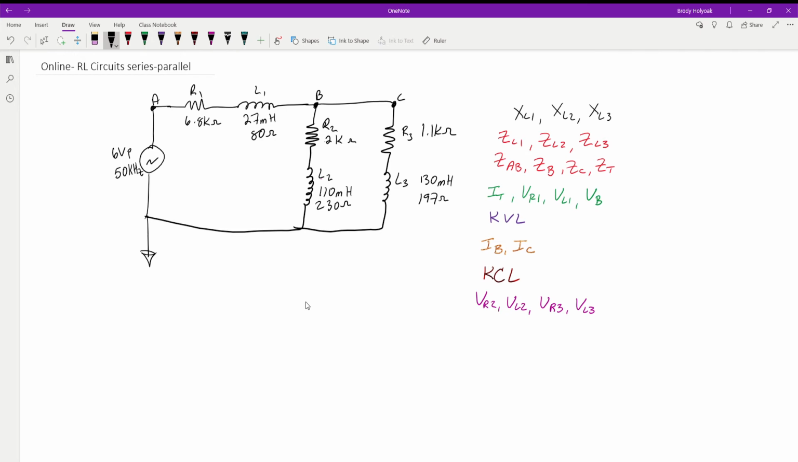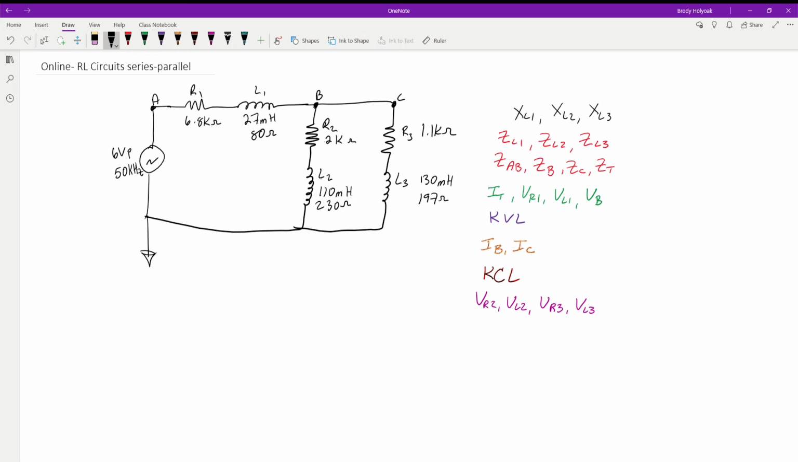Now we get into our parallel network, and the first branch, which is B, we have R2 is 2 kilo ohms, and that's connected in series with L2, which is 110 millihenries, and 230 ohms of winding resistance. And then our final parallel branch, which is branch C, has R3 in series with L3. R3 is 1.1 kilo ohms, and L3 is 130 millihenries with 197 ohms of winding resistance.